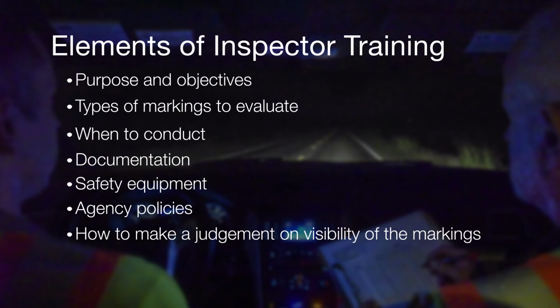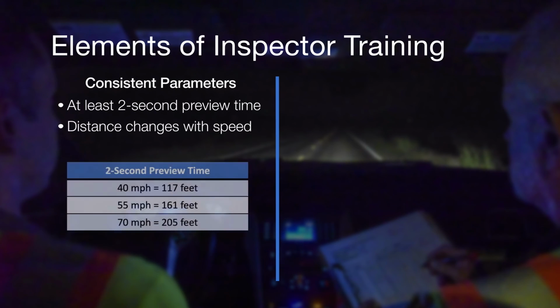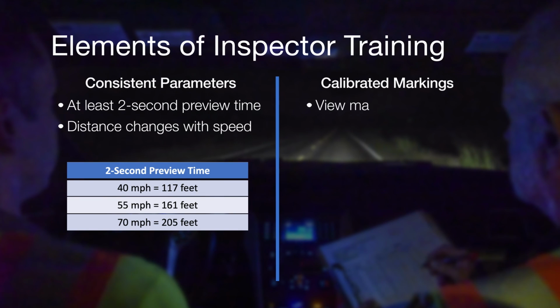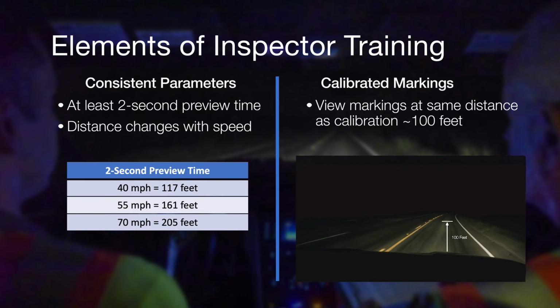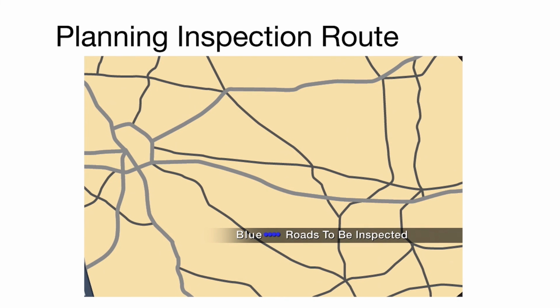For example, inspectors using the consistent parameters method should know they need to be able to see a marking at least 2 seconds in advance to react appropriately, and understand how this 2-second preview time varies on roads with different speeds. Whereas inspectors using the calibrated markings method should understand why they need to focus their eyes the same distance during the calibration process and the inspection, regardless of the speed.